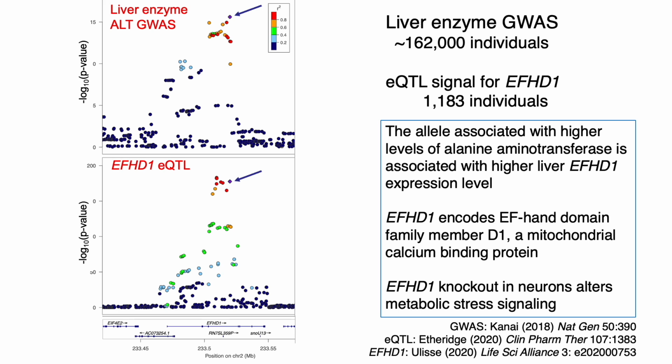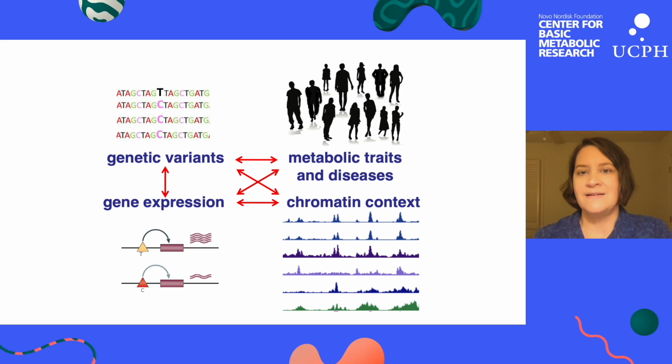What is EFHD1? It encodes a protein, a mitochondrial calcium binding protein. Other studies have shown that knockout of EFHD1 in neurons alters metabolic stress signaling. So perhaps it also plays a role in metabolic stress in other tissues. So we observe variants that are associated with traits and gene expression. What about chromatin context?